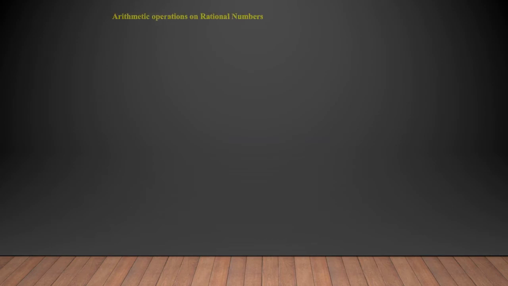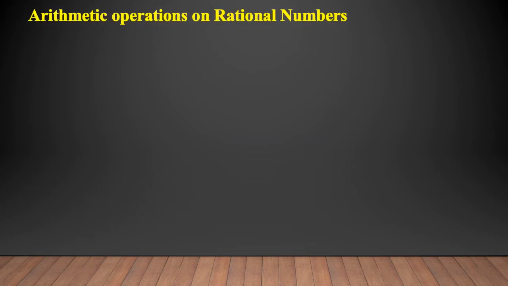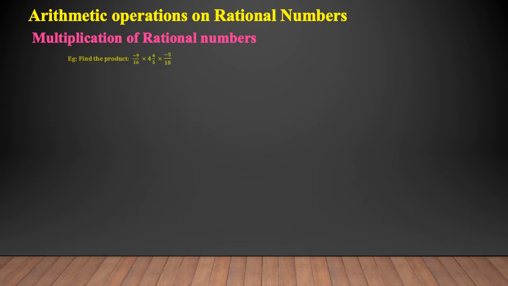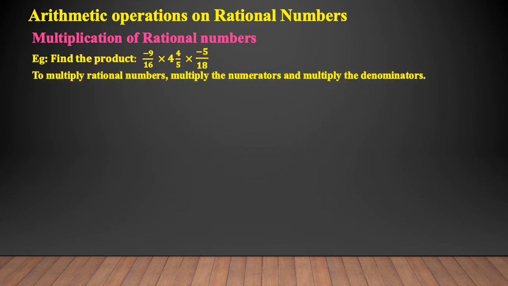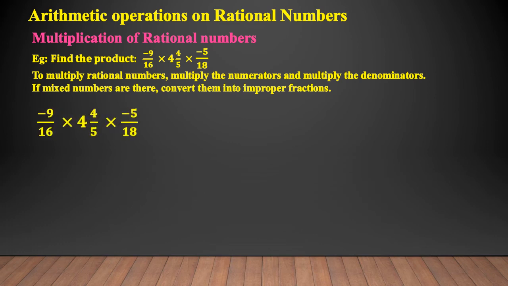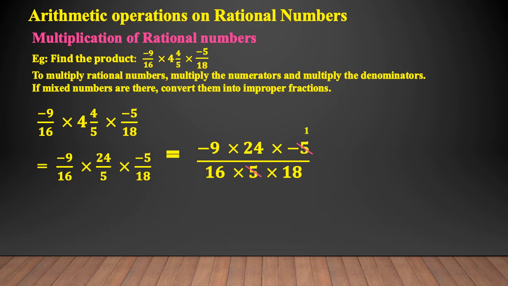Next we will go with multiplication of rational numbers. It's also the same: we multiply the numerators and multiply the denominators. Please note that there is no LCM for multiplication and division. When mixed numbers come, we can convert them into improper fractions and multiply them, and wherever possible, cancel the numerator and denominator and simplify very easily.